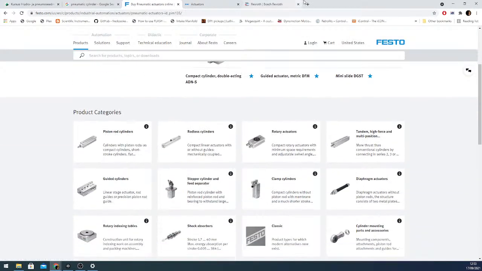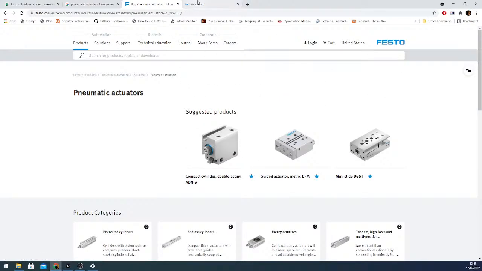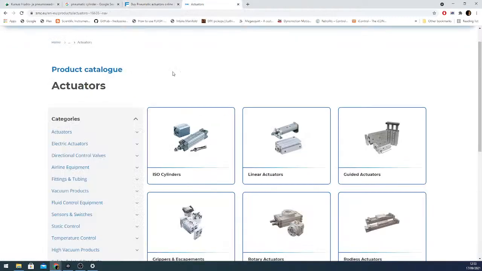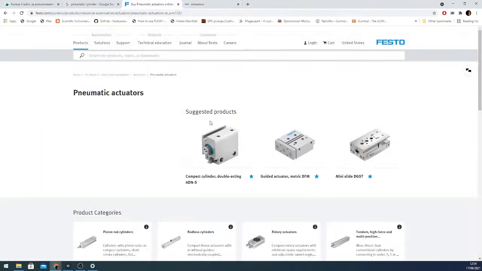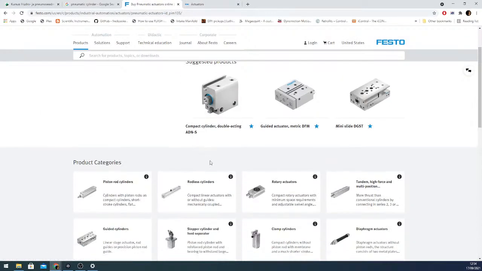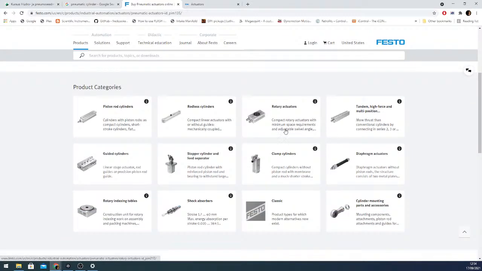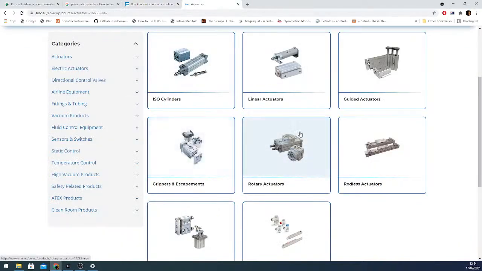So I'm kind of trying to open up those catalogs for the cylinders from Festo and SMC in parallel, so you can compare the offerings. As we can see, the pictures of the cylinders at least kind of look a little similar. We can see that there are some cylinders that are box shaped. There are some cylinders that kind of don't look like a cylinder at all.